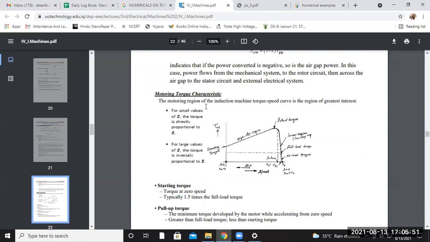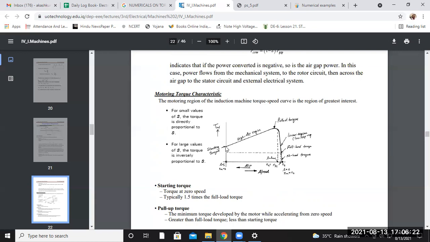First, the motoring region of the induction machine torque-speed curve is the region of interest. This is the starting torque, this is the point where slip s equals 1, and this is where slip becomes 0, at synchronous speed. Slip increases in the left-hand direction, but speed increases in the right-hand direction. That means slip and rotor speed are inversely proportional to each other.